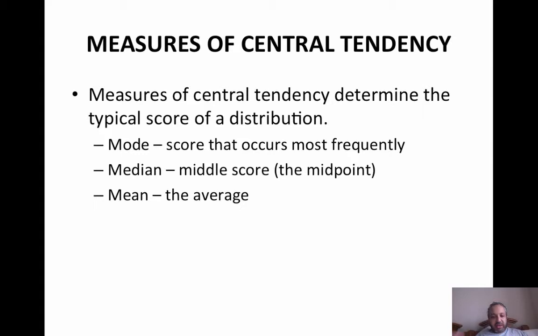Because it would have been misleading if I would have included it. So the mean is not always the best measure of central tendency, even though it's the most common. The median is very useful in cases like this because it tells you exactly what the middle score is.